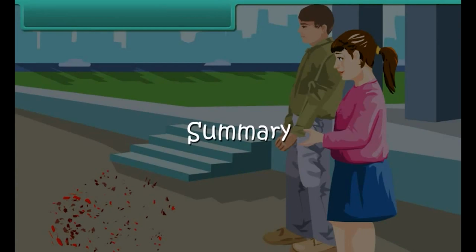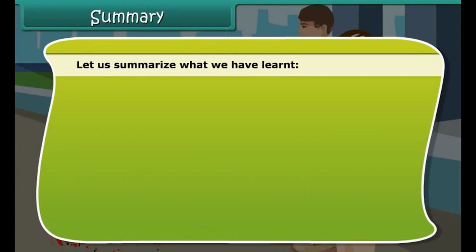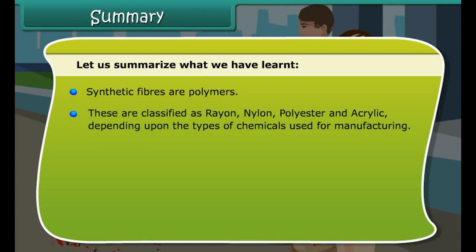Summary. Let us summarize what we have learned. Synthetic fibers are polymers. These are classified as Rayon, Nylon, Polyester and Acrylic, depending upon the types of chemicals used for manufacturing.